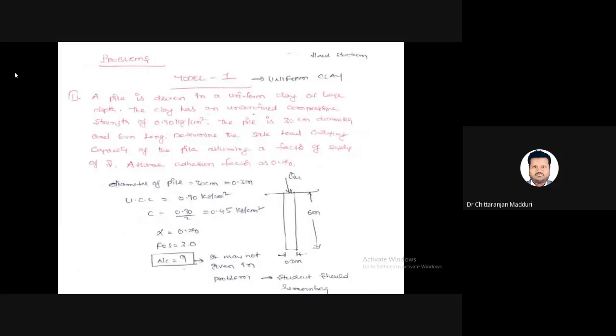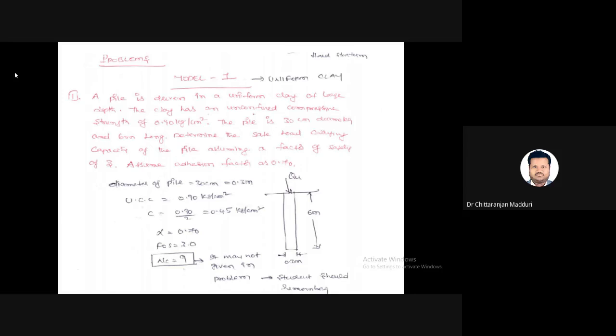So we have three modeled problems in clay soils. The first one is a pile extending in uniform clay. You can see here the data: diameter of the pile equal to 30 centimeters, that means 0.3 meters. Unconfined compressive strength equal to 0.90 kg per centimeter square. Undrained cohesion is equal to half of the unconfined compressive strength, so 0.90 divided by 2 equals 0.45 kg per centimeter square.